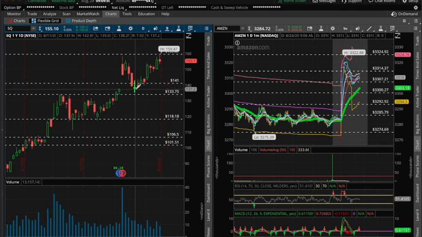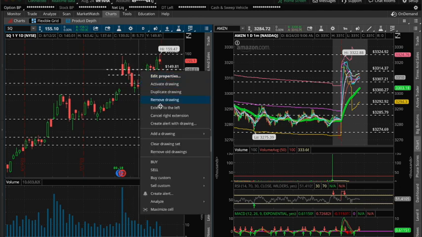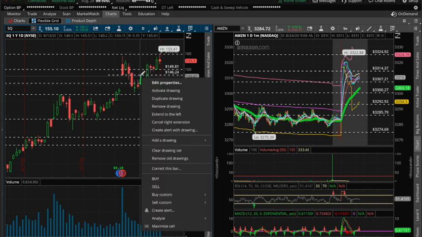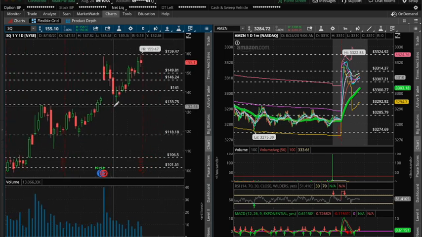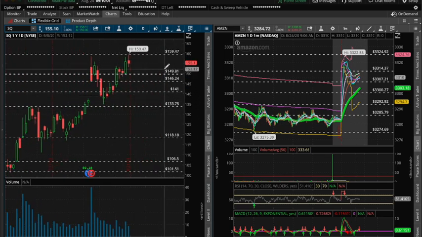All right, so now we want to put the other ones right here. That's resistance, I mean support right there, support right there. All right, boom. Extend to the left. Okay, so right here, I want to show you guys a few patterns that I see.